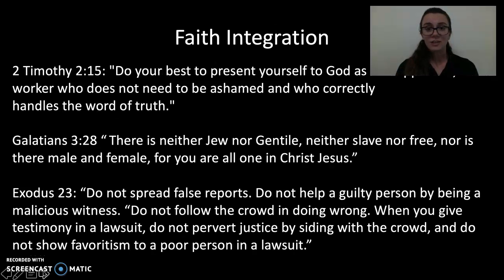As far as faith and integration, a couple things that I think really stuck out to me. The first one is talking about doing your best to present yourself to God as one approved, as a worker who does not need to be ashamed and who correctly handles the word of truth. Present yourself in the best manner.